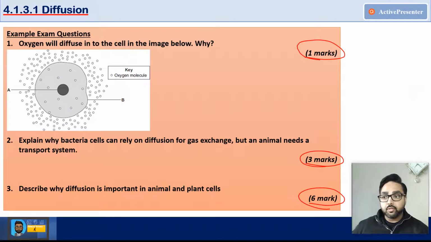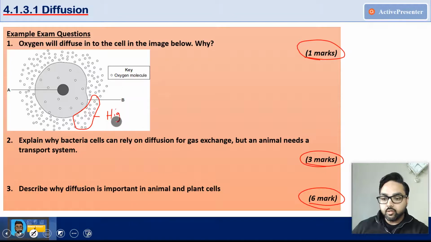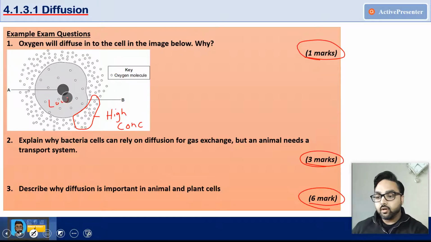So let's go through these questions. Oxygen will diffuse into the cell in the image below. Why? So why does oxygen move into the cell? Well, if I look outside the cell, this region here, what I can see is there is a high concentration of oxygen, and inside the cell there's a low concentration of oxygen.